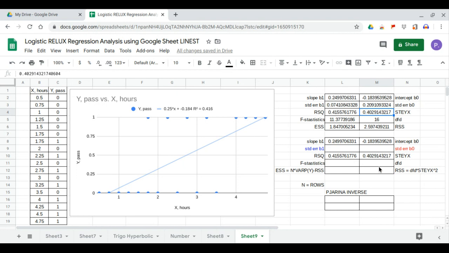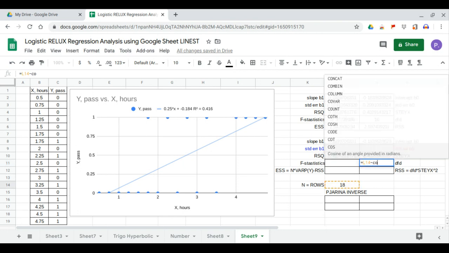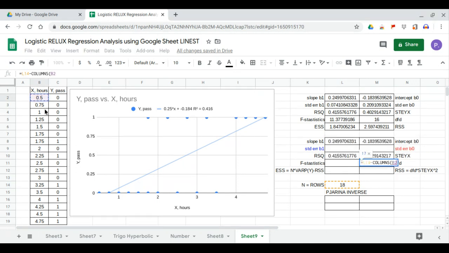Next, we calculate the degrees of freedom, which is equal to rows minus columns. So the number of rows, start with this one, rows of the dataset range. So our population is 18, and DFD is rows minus columns of the dataset range. So our degree of freedom of the denominator is 16. Next, we calculate the residual sum of squares, which is DFD times STEYX to the power 2. And this matches our LINEST output.